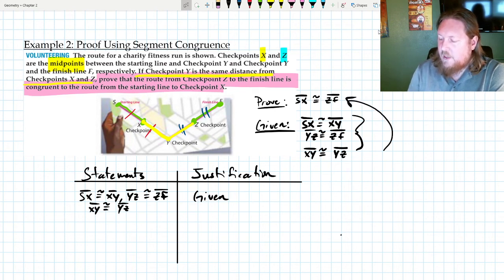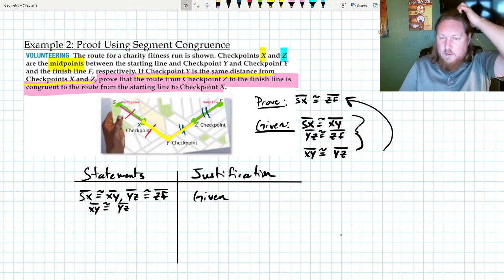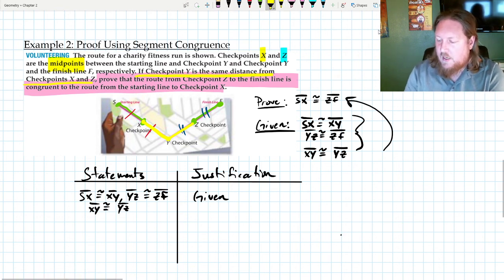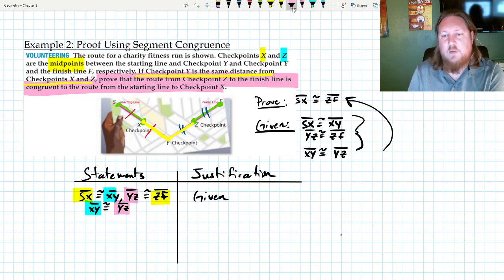And at some point we want SX and ZF to be congruent to each other. So a good way to do this, and it's really easy for me because I can highlight it, is to highlight: do either of those things that we're looking for exist in my given statements? Yeah, I have ZF and I have SX. And in between them, in both of those things, they are both related to XY, which is down below, and YZ, which is also down below. So you can see I've got all these colors together, right?